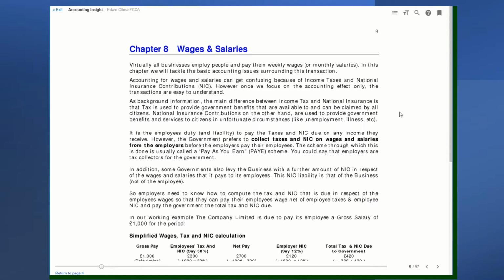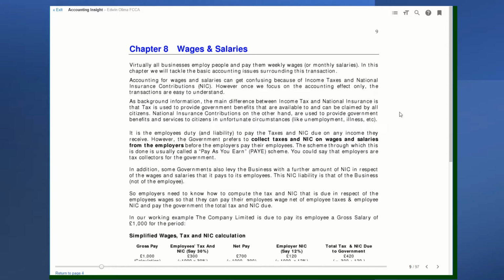It can be confusing because of the various methods of calculating taxes, but once you get to understand the essentials that you need for your accounting entries, it is not that difficult.